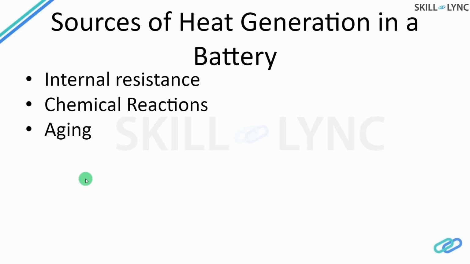Since the course is eventually going to teach you how to design a battery thermal management system, you need to understand the sources of heat generation within a battery. And there are three concepts primarily. One is the internal resistance, which is essentially because of ohmic resistance. The second source for heat generation is the chemical reactions.